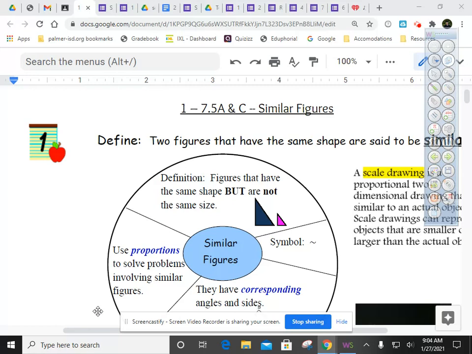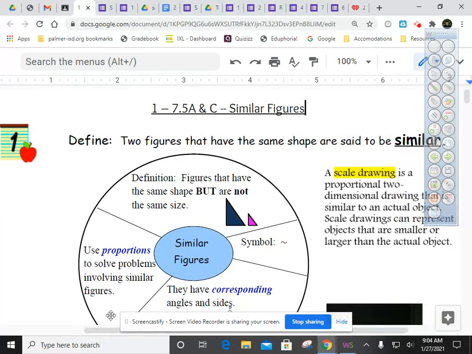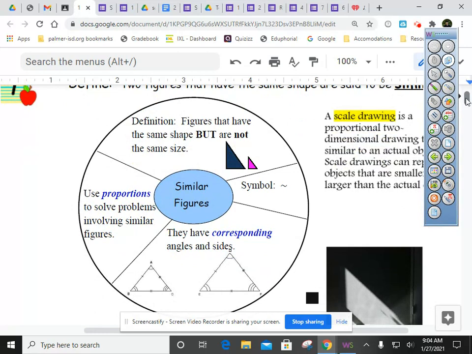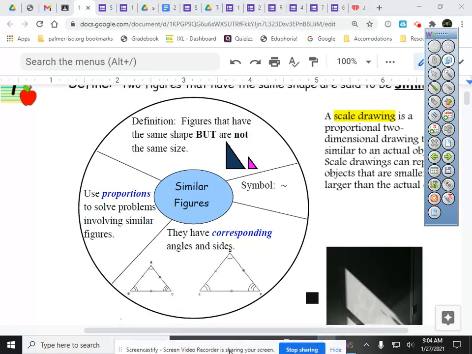This whole lesson is on similar figures and scale drawings. We're going to start with similar figures today, and we'll do a little bit of scale today. They're the same shape. They are not the same size. If they are the same shape, same size, and everything's the same, what's it called? It starts with a C. Congruent. So similar figures have the same shape but are not the same size.